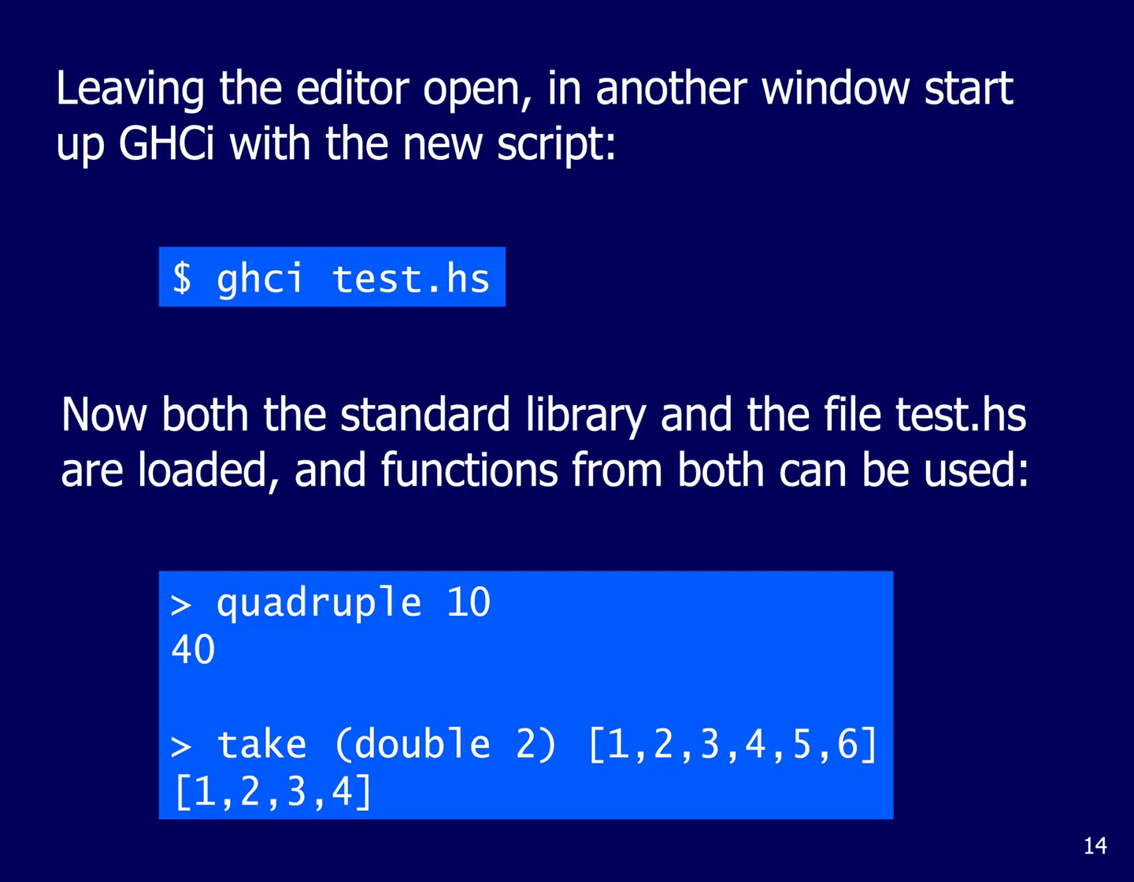So for example, we might want to quadruple the number 10 and get back the result 40, or a bit of a contrived example, we could take double of 2 from the list from 1 up to 6, and double of 2 is 4, so we get the first 4 elements of this list. Nice and easy. But again, there's lots of different things that could go wrong when you're trying this for the first time, so please make sure in the first week of the course you try this stuff out and make sure everything works okay for you.